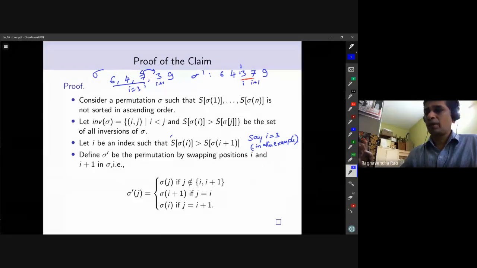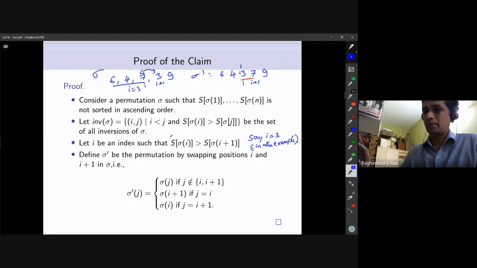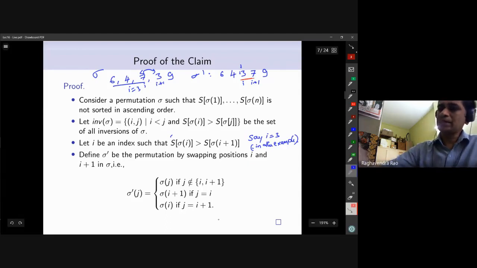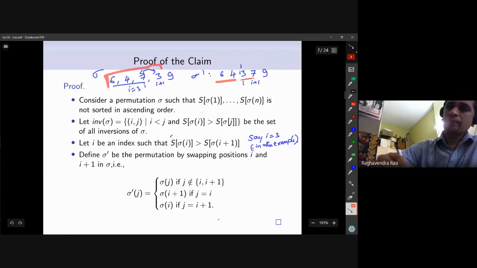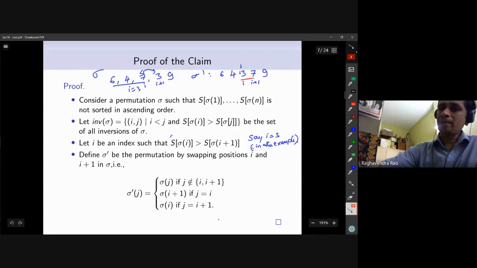Again, from position I plus 1 onwards, the cost is the same. Do you also agree with that? Including I plus 1, at I plus 1 itself, it is the same, because if you add up to I plus 1, the set of elements being added is the same. We didn't change anything, right? We only changed the relative position of 3 and 7. So only at position I, there is a difference.